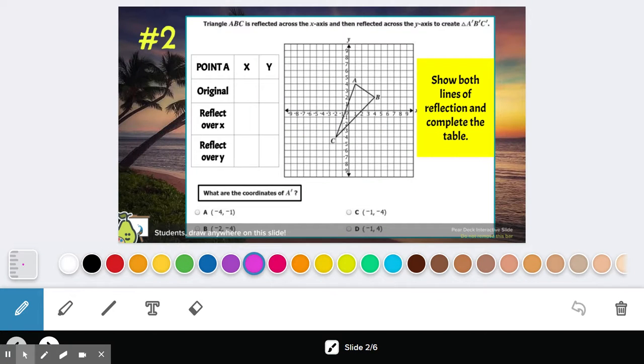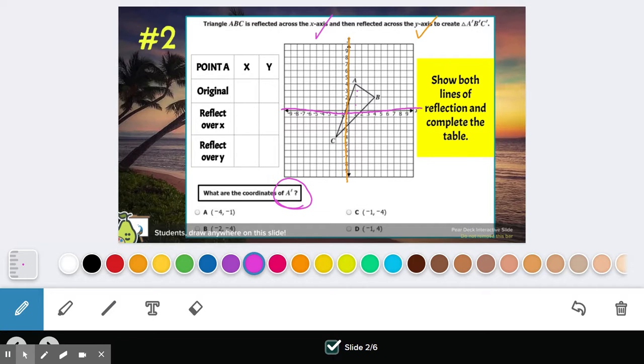Question number 2. Triangle ABC is reflected across the x-axis and then is reflected across the y-axis to create triangle A prime, B prime, C prime. So I showed both lines of reflection. I've got my pink line for the x and my orange line for the y. I'm ahead of the game. What are the coordinates of A? So the only one I care about is A. I'm going to flip over the pink line first.